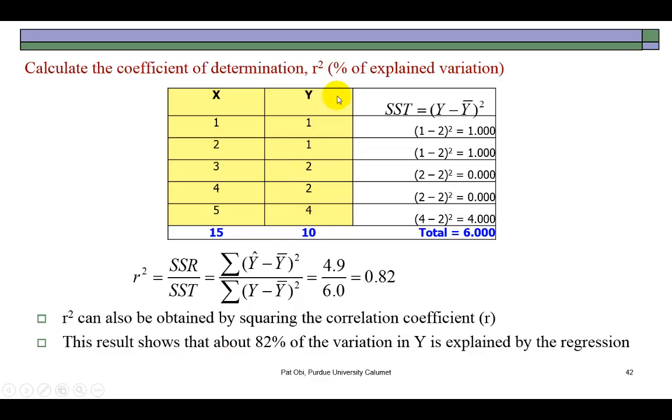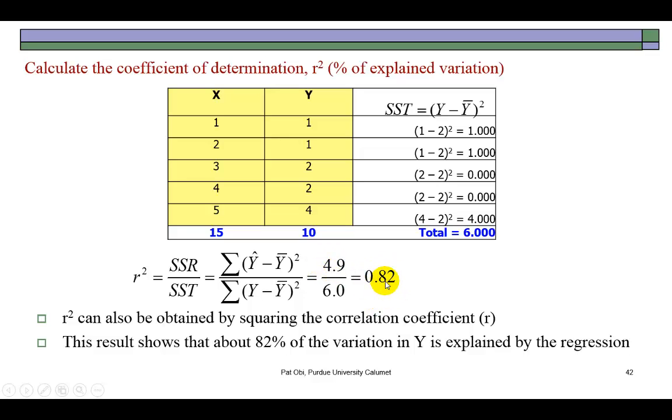And then to calculate the coefficient of determination, we're going to divide sum of squares regression, which is our 4.9, by sum of squares total, which, remember, is y minus y bar, squared. So for each value of y shown here, we subtract the mean of y shown here. Squaring the differences will produce these results, which when added together would give us 6. And that's the 6 you see here. Dividing 4.9 by 6, we get 0.82.